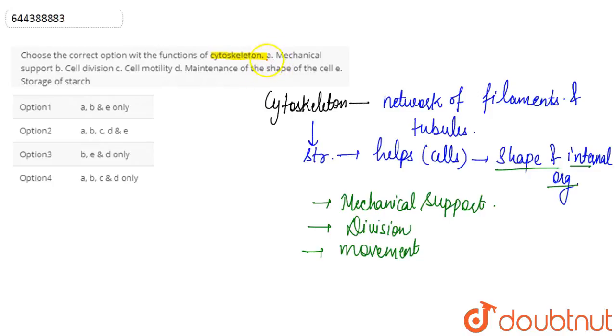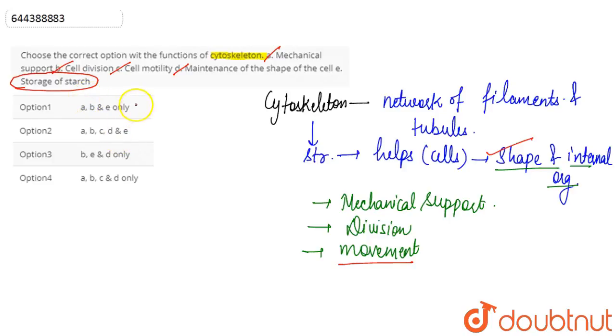Yes, A is correct, it provides mechanical support. It has a function of cell division as well. It is even involved in cell motility, the movement, that we have discussed here. So C is also correct. And lastly, the maintenance of the shape of the cell, D, yes, this is also what we have discussed. And the last, the storage of starch, is not something we have discussed because this is not a function of the cytoskeleton anyway. So the E part is not involved as a function here, so we will not be including E.